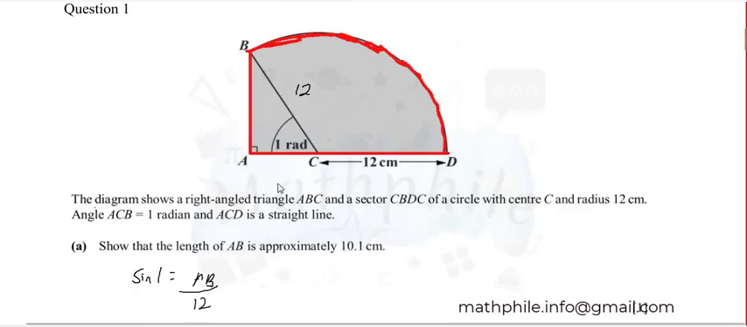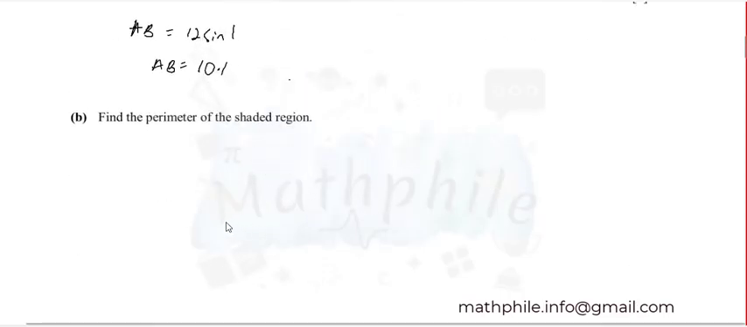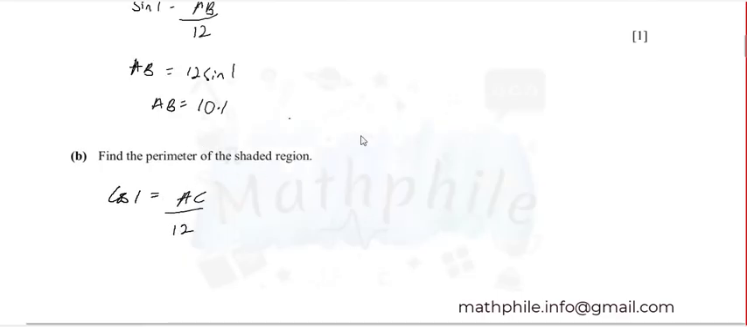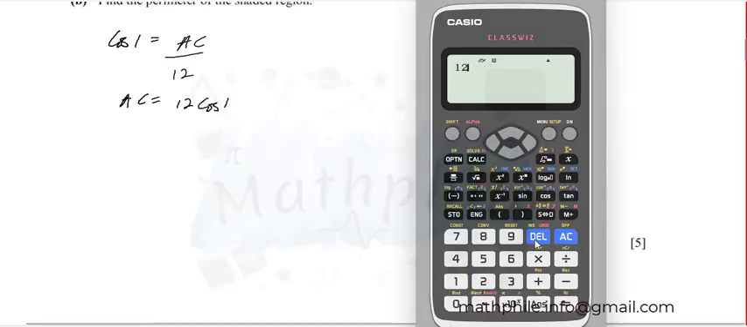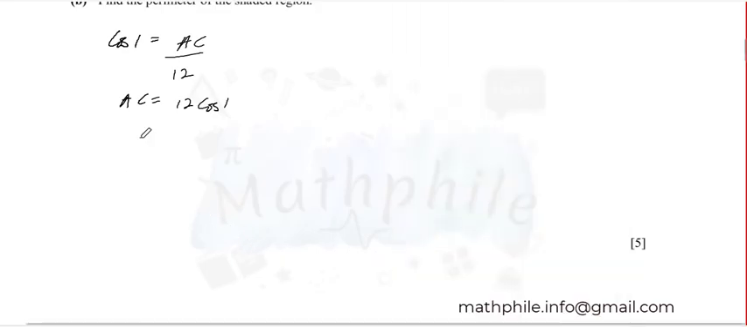This time we're going to use cosine. So cosine of 1 radian is equal to AC over 12. Let's be sure about it. Yes, cosine of 1 radian is equal to AC over 12. Then AC in this case is going to be 12 cos 1 radian. So 12 cos 1 radian should give you 6.48. So AC is equal to 6.48.